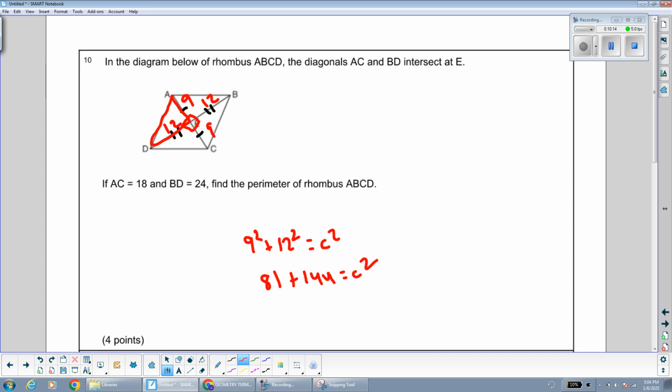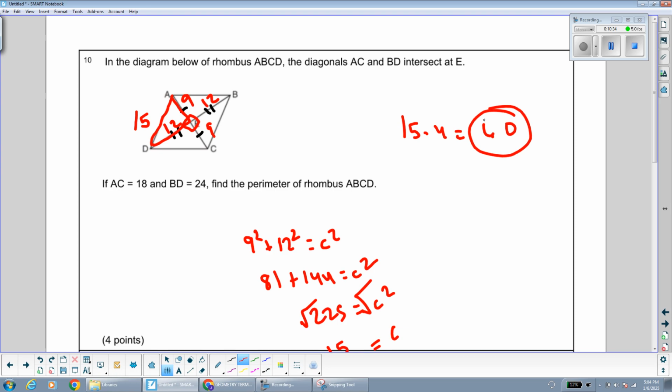I'm going to take a second and just add those two on my calculator. 81 plus 144 is 225. If you take the square root of both sides, you get 15. And we need the perimeter of the rhombus, so we just multiply it by 4, because there's 4 equal sides on a rhombus, and we get 60.